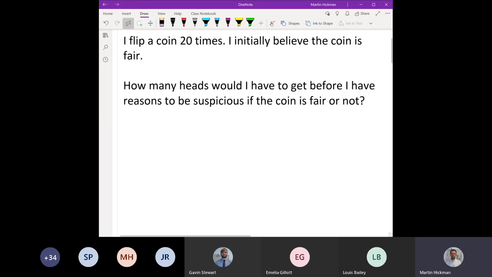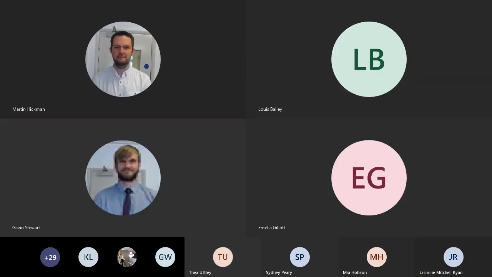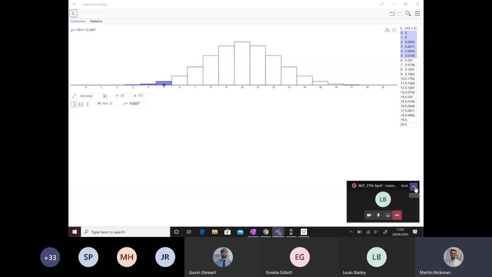So what I'm going to do is just switch my screens, and we'll have a little look at how we can demonstrate this on GeoGebra. So just bear with me whilst I switch my screen. And it's not coming up for some reason, so I'm just going to show my desktop instead. There we go. Okay, so hopefully you can see that.